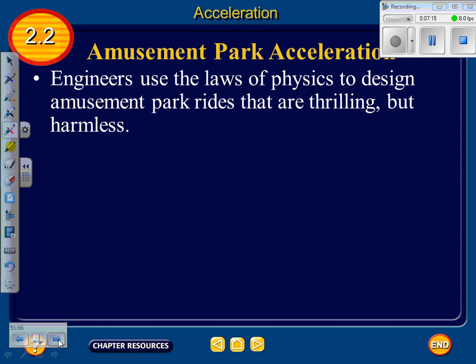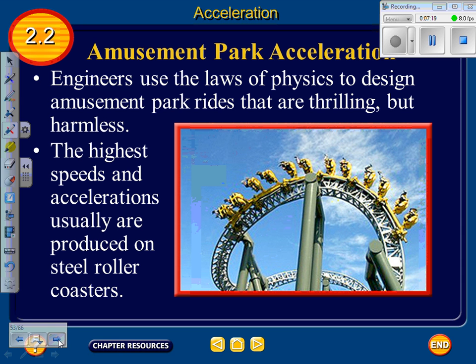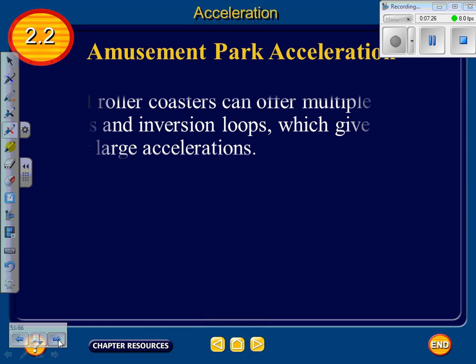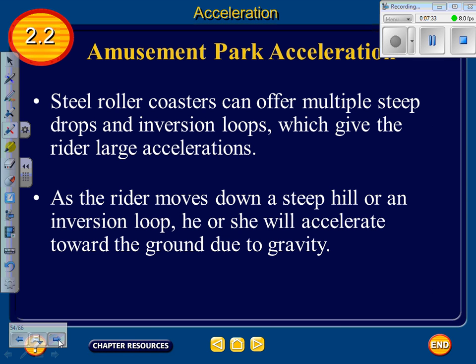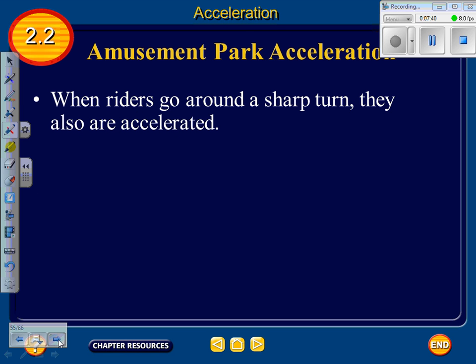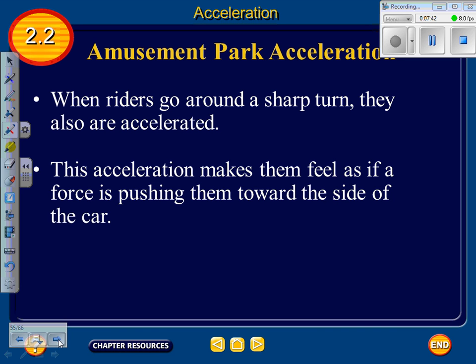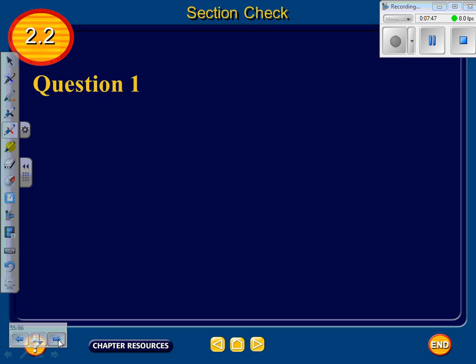Engineers use the laws of physics to design amusement park rides that are thrilling but harmless. The highest speeds and acceleration usually are produced on steel roller coasters. And we saw this in the video I showed you on Monday. Steel roller coasters can offer multiple steep drops and inversion loops which give the rider large accelerations. As the rider moves down a steep hill or an inversion loop, he'll gradually accelerate toward the ground due to gravity. When riders go around a sharp turn, they are also accelerated. This acceleration makes them feel as if a force is pushing them toward the side of the car.